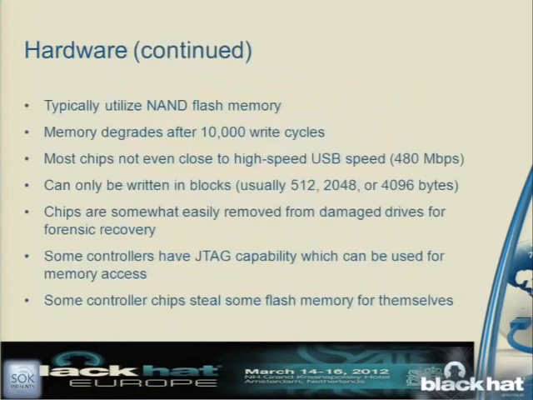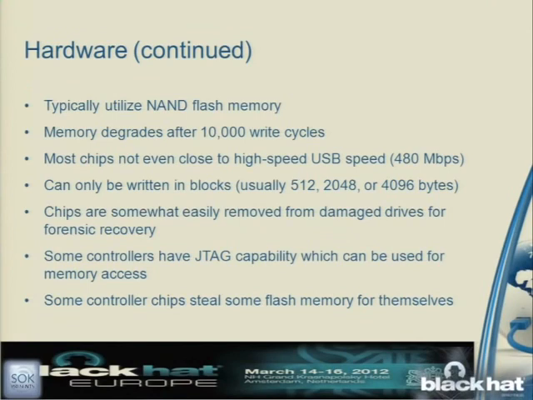Okay, typically NAND flash chips are what's used. One of the downsides of NAND flash chips is you only get 10,000 write cycles, which sounds like a lot. It depends on what you're doing with it. If you're putting a cache on a thumb drive, not a good idea. The other thing about thumb drives is they're pretty good on read speeds, and they're pretty bad on write speeds.